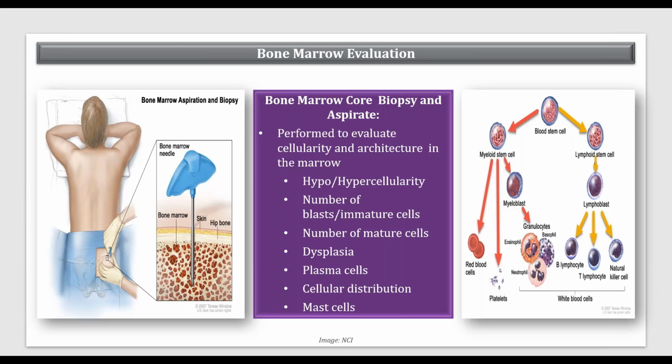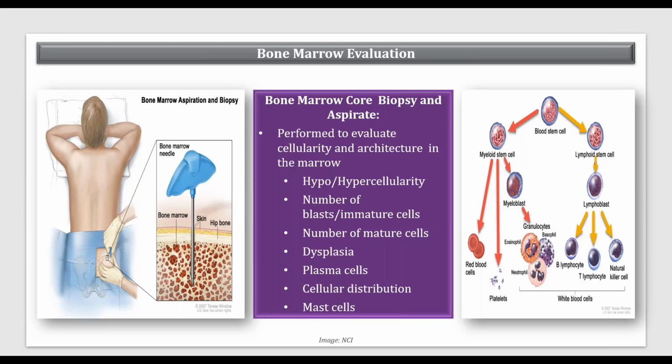Looking at the number of mature cells, so too many mature blood cells is usually indicative of those chronic diseases, so something like CML. Looking for dysplasias or morphologic abnormalities, so megakaryocyte dysplasia is indicative of MPNs and MDS. Looking at the plasma cells, so an increased number can be indicative of multiple myeloma.